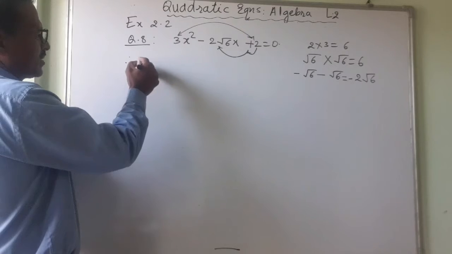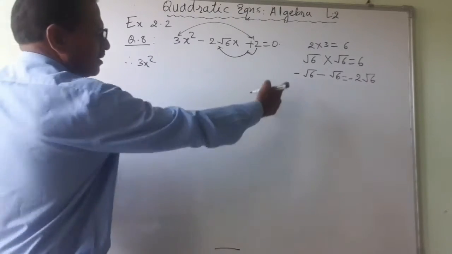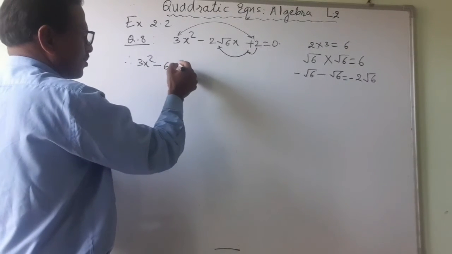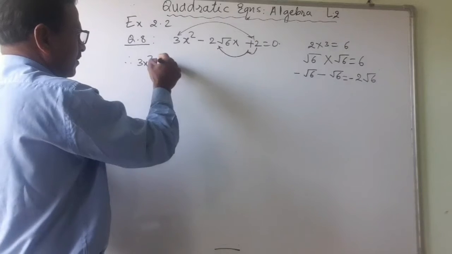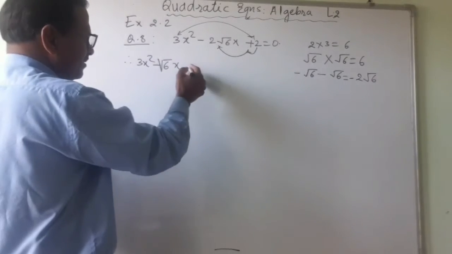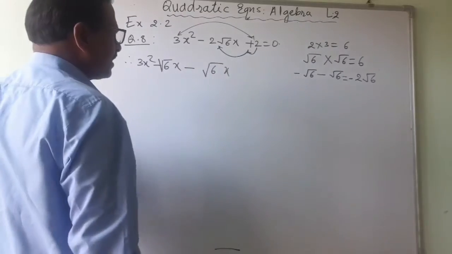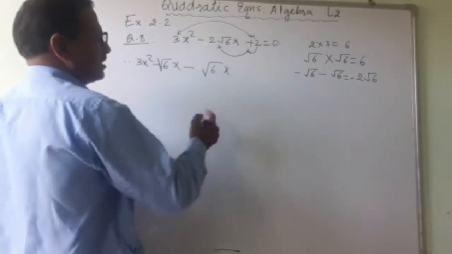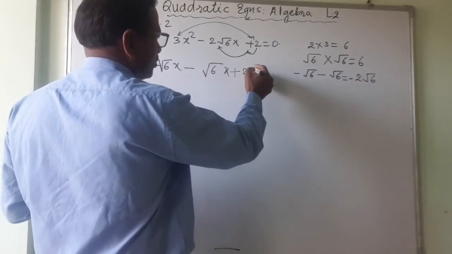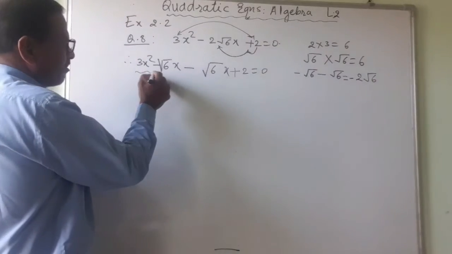Therefore, 3x square, this factor minus root 6 x, next factor minus root 6 x. Now this way the middle term has been splitted. Plus 2 is equal to 0. Now I will make the two groups.